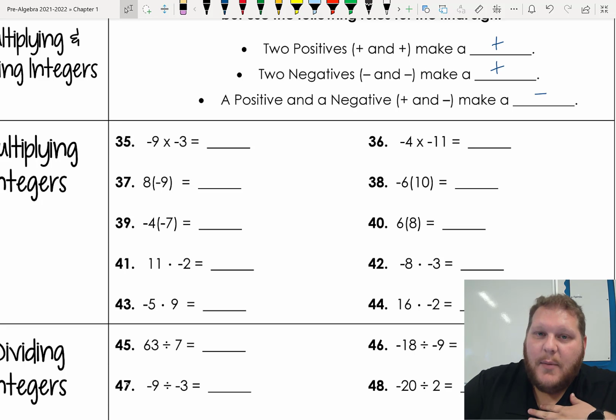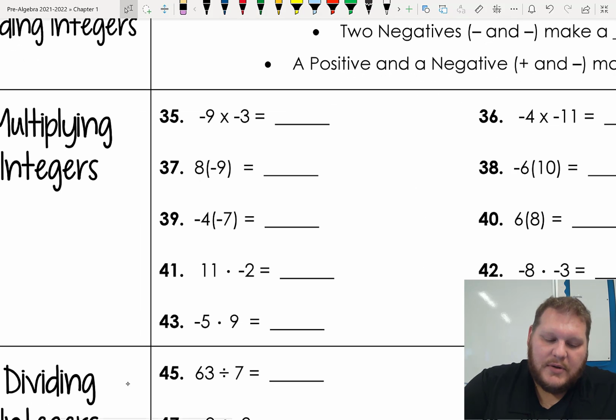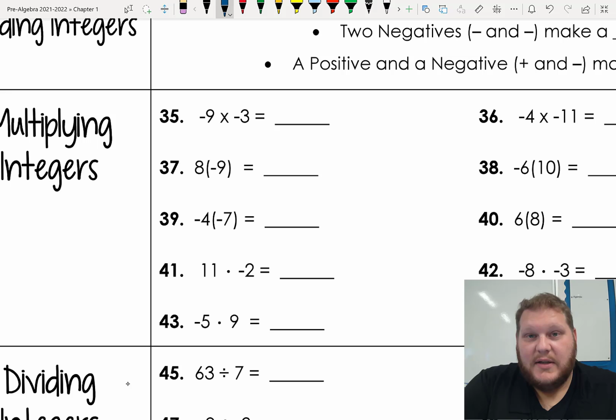So I use a couple of different ways to write multiplication. You can see I've got 3 different ways written up here. When we're multiplying two numbers together, I could use a small little x to mean multiplication. Negative 9 times negative 3. Well, 9 times 3 is 27. A negative times a negative is a positive. So my answer should be 27.